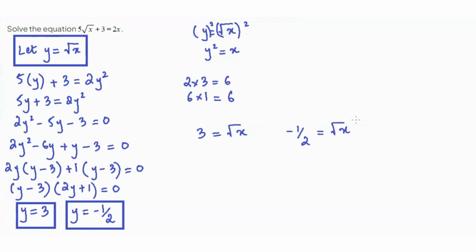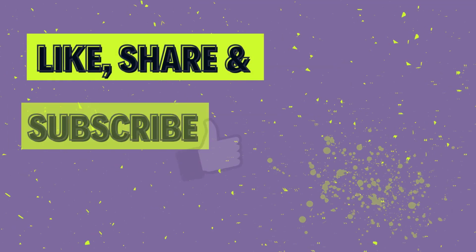So as we did earlier, in order to get rid of the root sign, we're going to square both sides. So 3 squared, root x squared, so that's going to be 9 equals to x. Same over here, square both sides, so that's going to be 1 over 4 equal to x. And that's your answer.